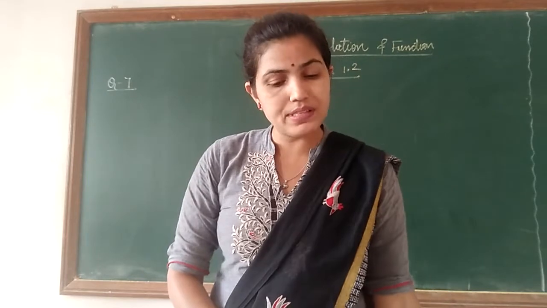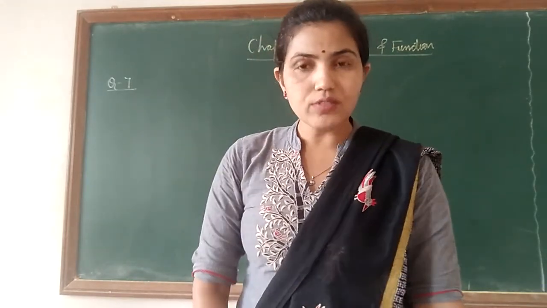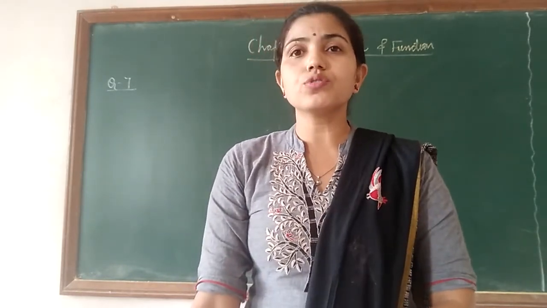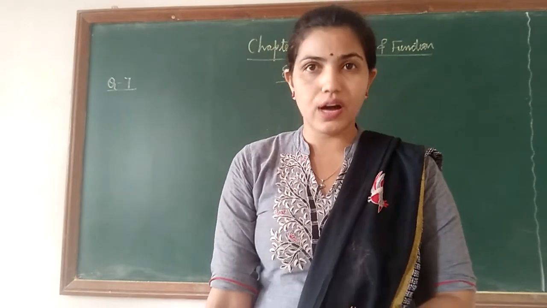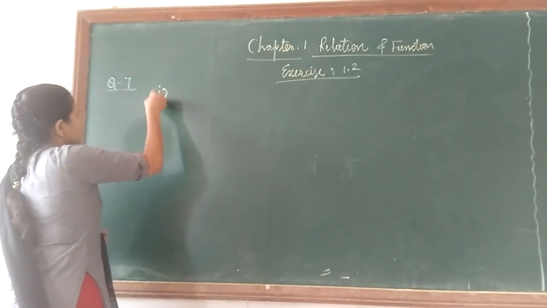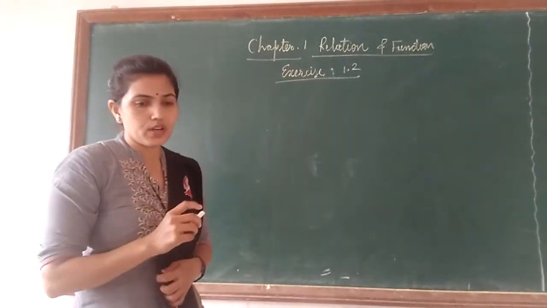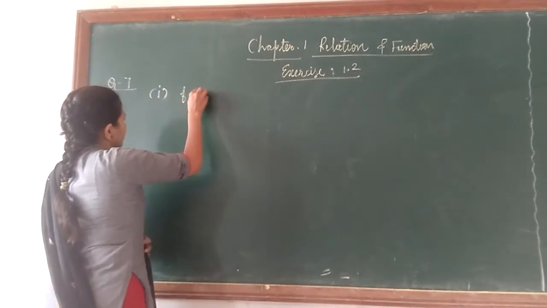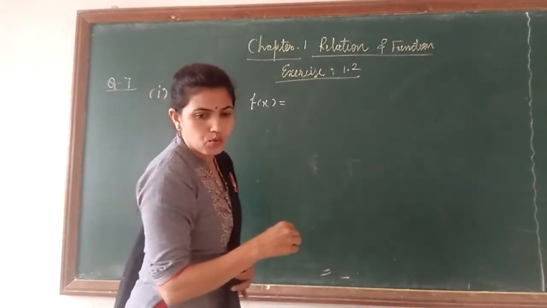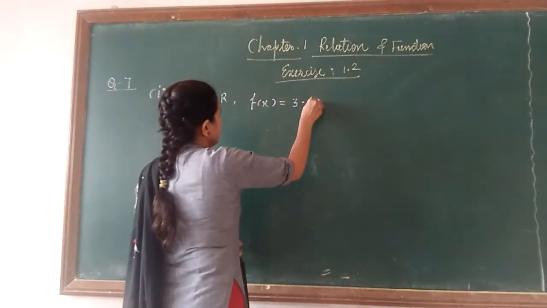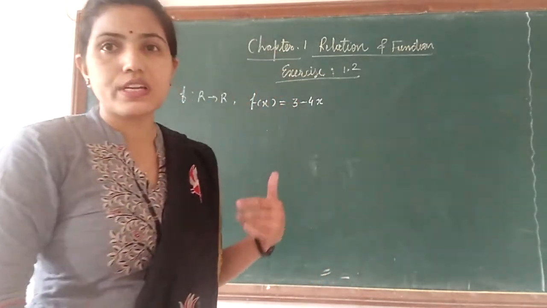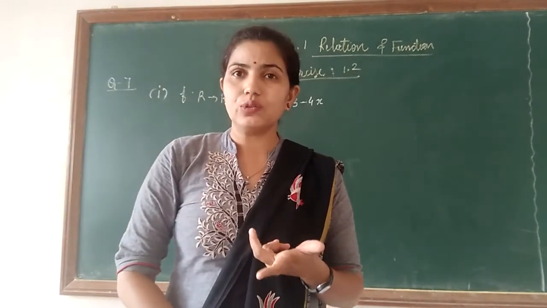7. Now question number 7 is: in each of the following cases, state whether the function is one-one, onto or bijective and justify your answer. So here the same type of question is there. In question number 7 there are two questions. Question number 1 is a function f from R to R, which is defined as f of x equals 3 minus 4x. Now we have to check whether the function is one-one, onto or bijective, that means both.